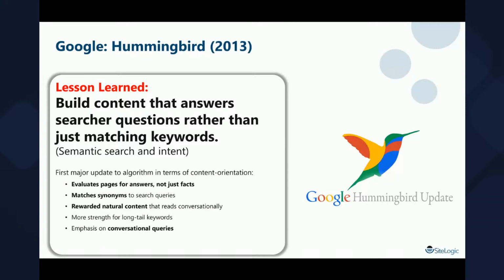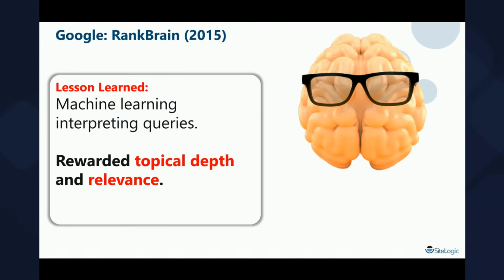Rather than just matching keywords, this is what came out of Hummingbird: evaluate pages for answers, not just facts. So going beyond that keyword match and giving a comprehensive topical overview of your content, synonyms, natural content that reads conversationally, conversational queries. That's exactly what we're dealing with in ChatGPT, with Claude, with Google AI Overview. This is where it started to really come in. And what we learned from Hummingbird is still relevant, and that's still part of the advice you're getting today.